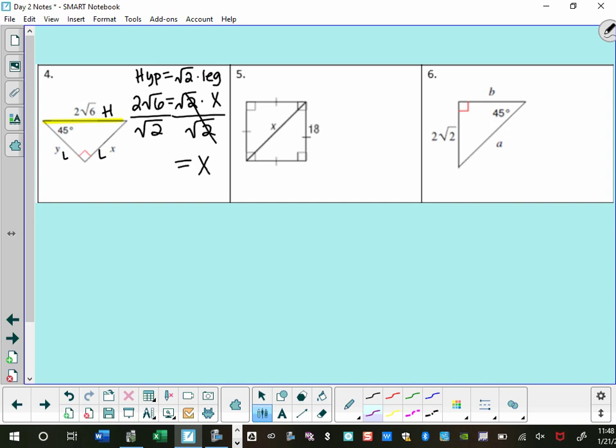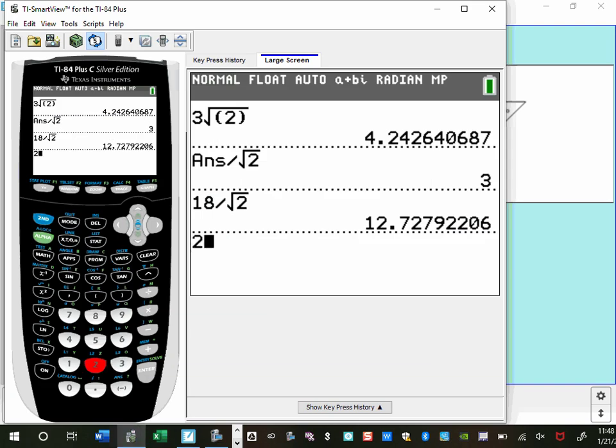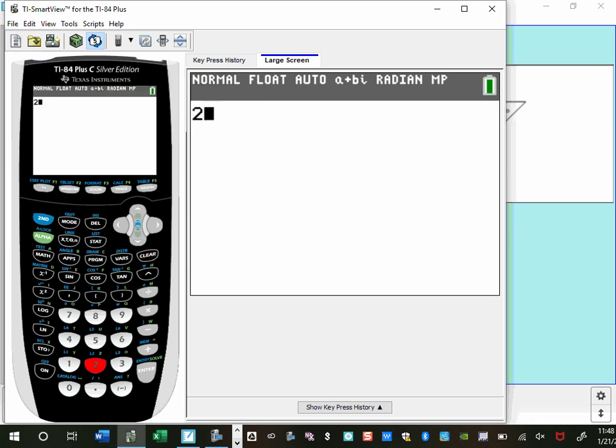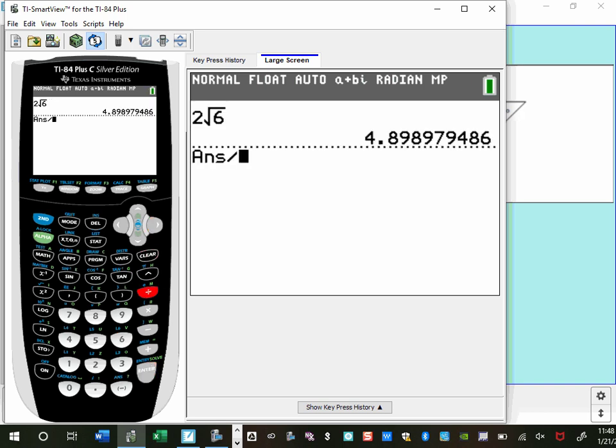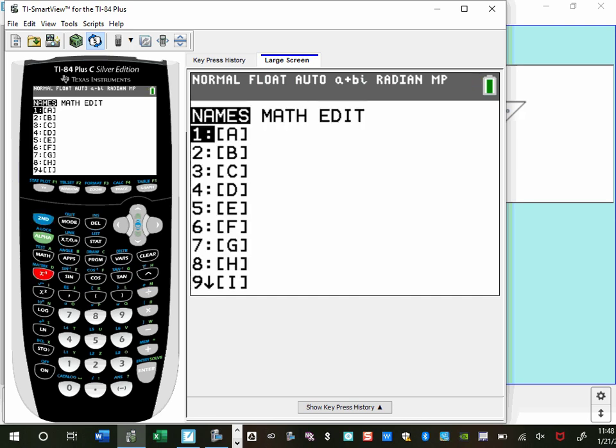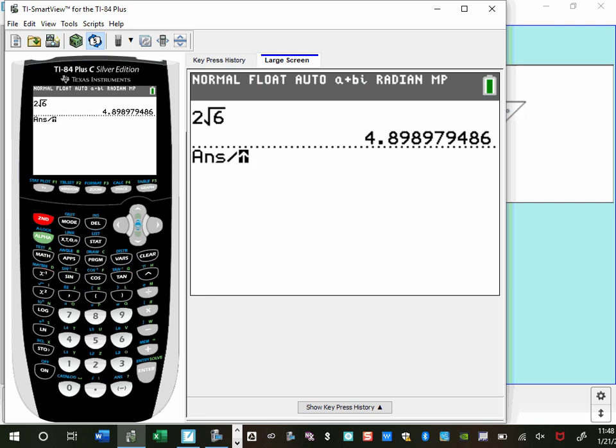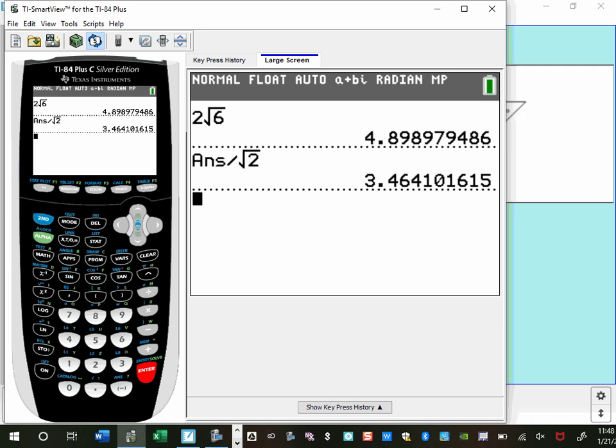Alright, in your calculators, type in 2 root 6, enter, divided by root 2. We divide by square root of 2. I got 3.5. What did we divide by? Square root of 2. 3.5. Yes, 3.5 is your answer.